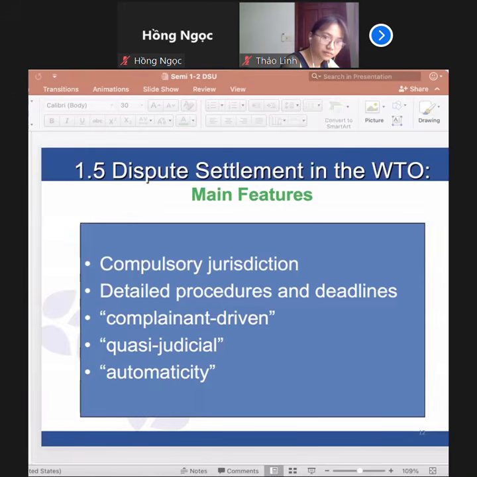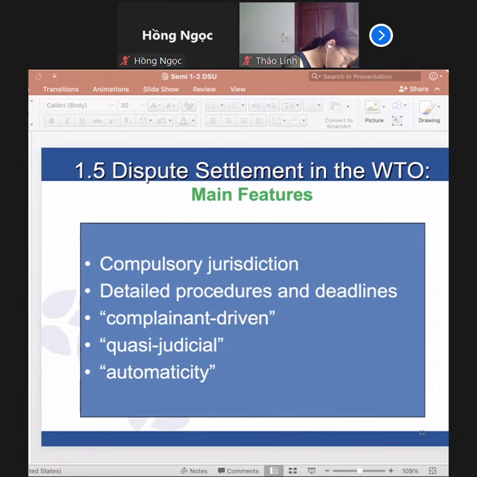If the arising dispute meets this requirement, then it falls under the scope of the compulsory jurisdiction of the dispute settlement mechanism of the WTO. And here, when you read through the text, you also realize that all the procedures and deadlines have been provided in detail, and all the players need to strictly follow the schedule. And you also have the very basic idea about this mechanism as a kind of complaint-driven mechanism.